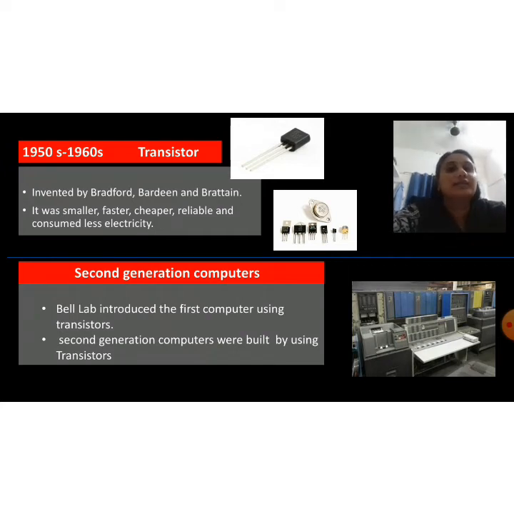The transistor was invented by Bardeen, Brattain and Shockley. It was a very small device, faster, cheaper, more reliable, and consumed less electricity. That is the main advantage of the transistor. In the second generation, Bell Lab introduced the first computer using transistors. Second generation computers were built using transistors, and because of that, the size of the computer started to shrink.